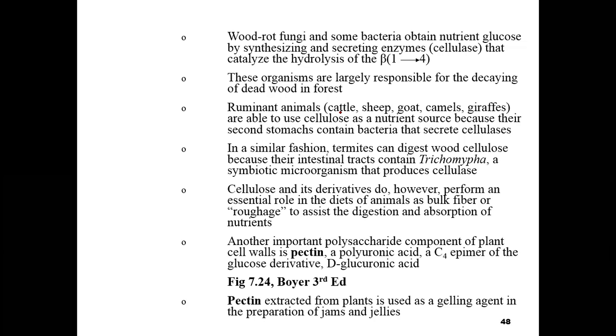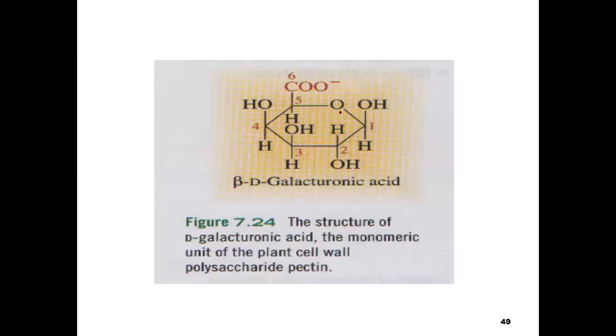Cellulose and its derivatives do, however, perform an essential role in the diet of the animal as bulk fiber or roughage to assist the digestion and absorption of the nutrients. Another important polysaccharide component of the plant cell wall is the pectin, a polyuronic acid, a C4 epimer of the glucose derivative D-glucuronic acid. Now we are going to study the pectin. This is extracted from the plant and used as the gelling agent in the preparation of jams and jellies. This is the structure of the glucuronic acid.